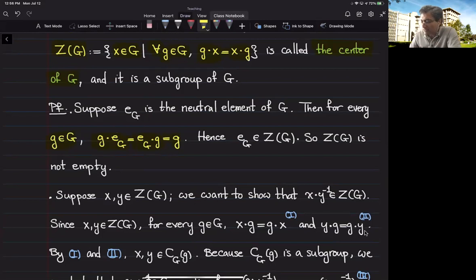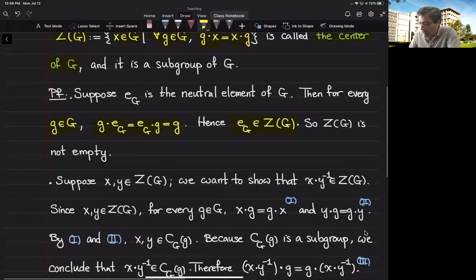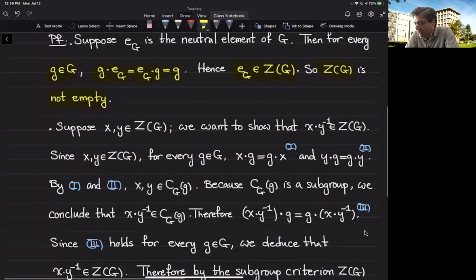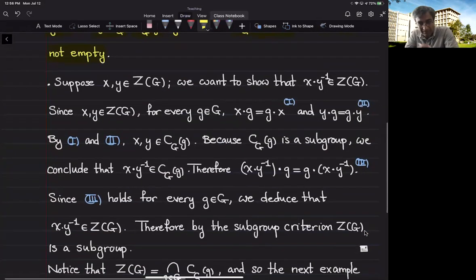Therefore, the neutral element belongs to the center of the group G. And that's exactly what we wanted to show. So we have the first part, that the center of G is always not empty. Next, I want to argue the main part of the subgroup criterion, meaning if X and Y are a pair of elements inside the center, then X dot Y inverse is still inside the center.